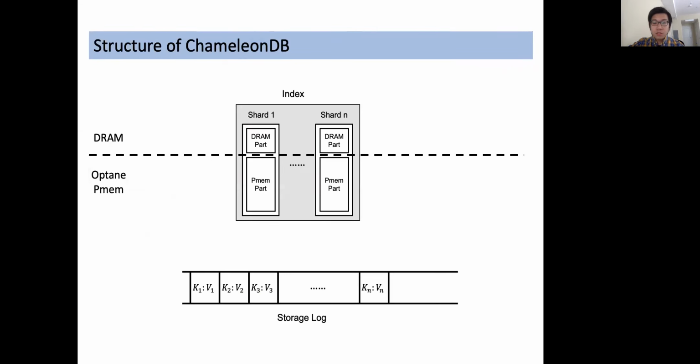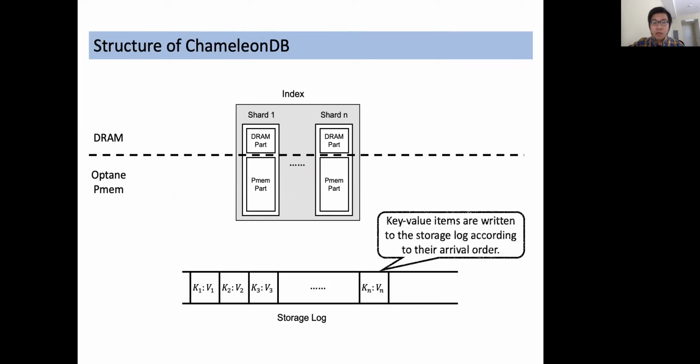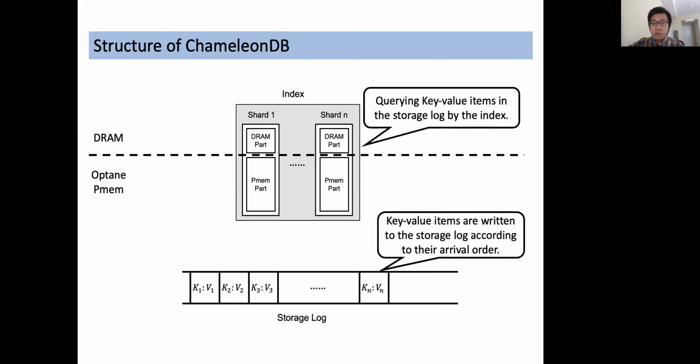ChameleonDB uses a storage log in Optane Pmem to store KV items. Items are batched and written to the storage log according to their arrival order. To query items in the storage log quickly, ChameleonDB maintains an index. The index can roughly be regarded as 2 parts. One part is placed in DRAM, while the other part, usually the larger part, is placed in Pmem. The structure of the storage log is simple, so we are going to focus on the structure of the index.